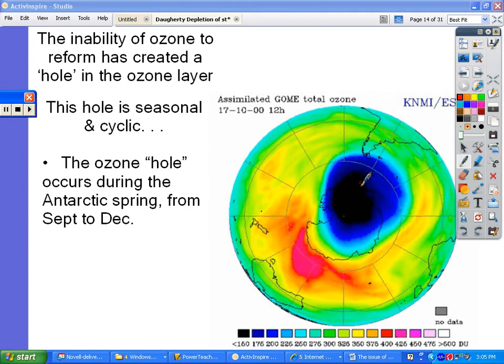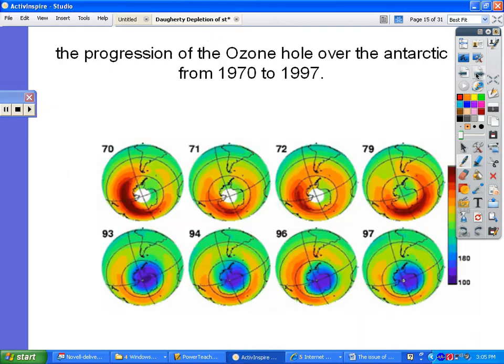Now another continent that it affects is Australia. Australian people and Australian ecosystems are hit the hardest, besides Antarctica, by the ozone hole.